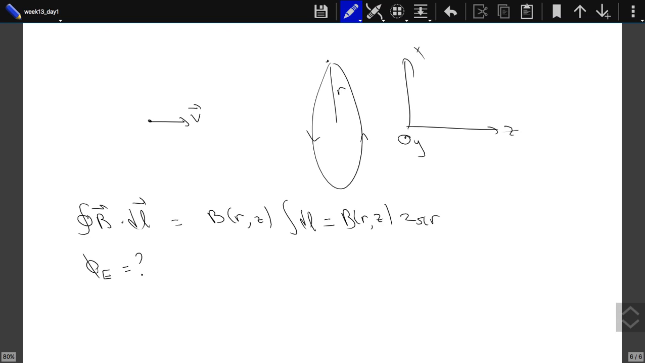The surface should be such that the electric field must be perpendicular. Spherical, the easiest one. So this is our surface: a spherical surface whose center is at the position of my charge.